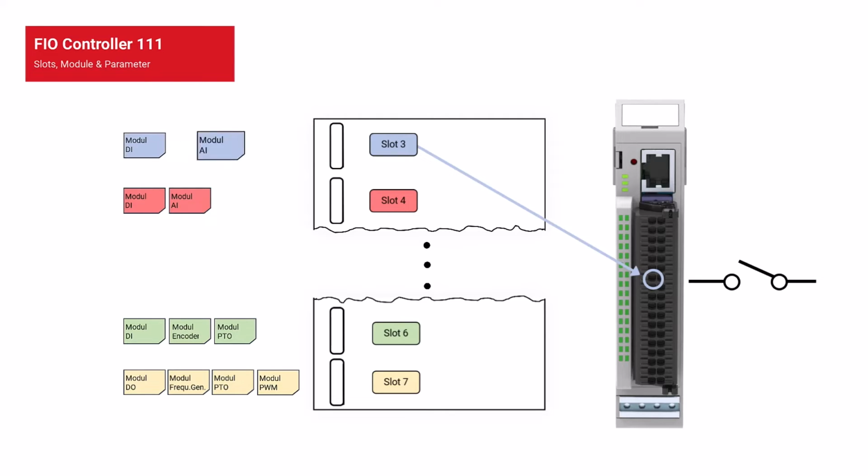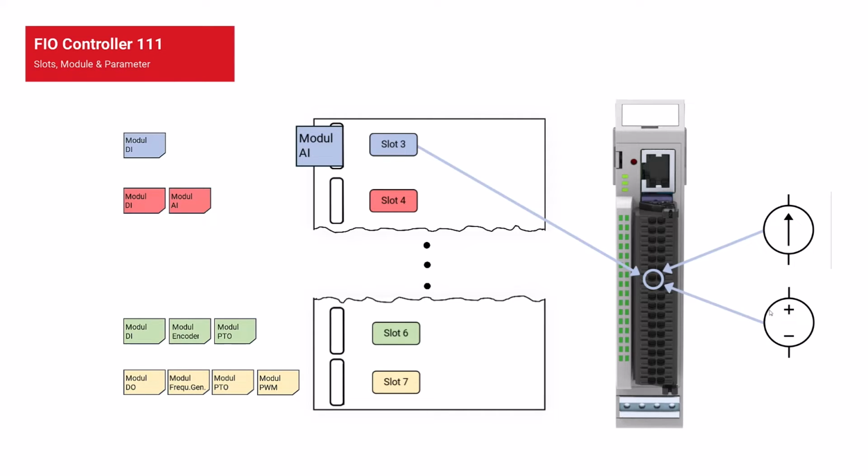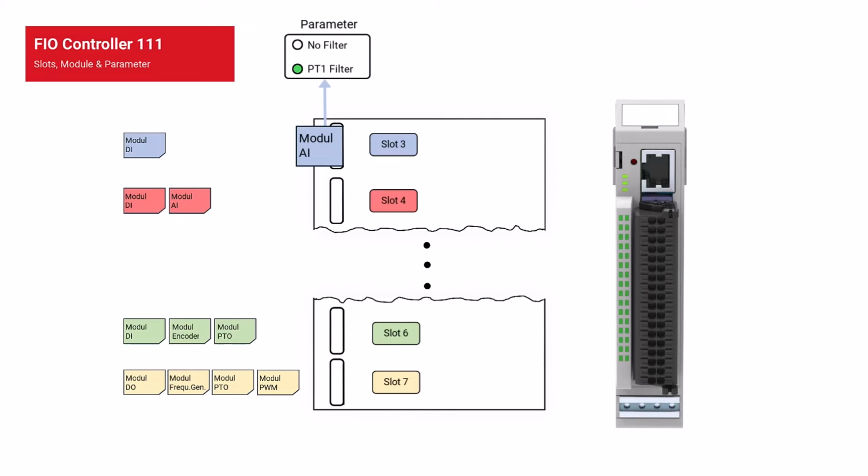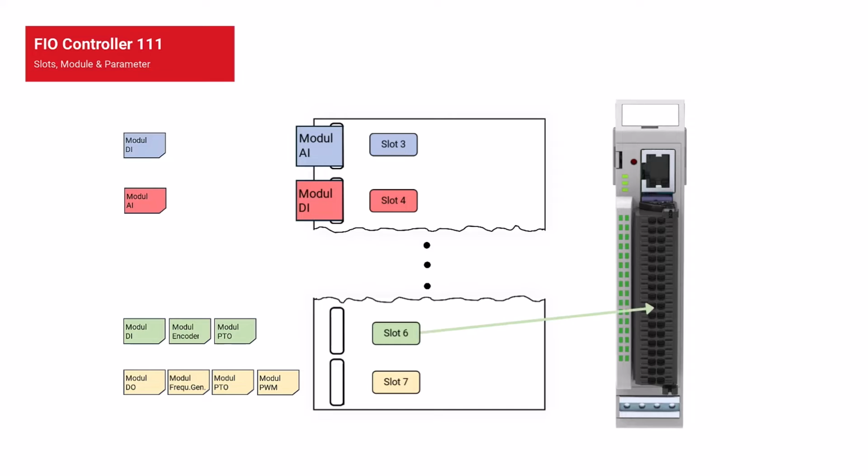If we plug in the analog input module into slot 3, then an analog sensor, either current or voltage, can be connected to the identical pin. A module may also have parameters that configure basic properties of the contained function. For example, with the analog module, a PT1 filter can be parameterized. In slot 4, let's plug in a digital module. Slot 6 occupies 3 pins.